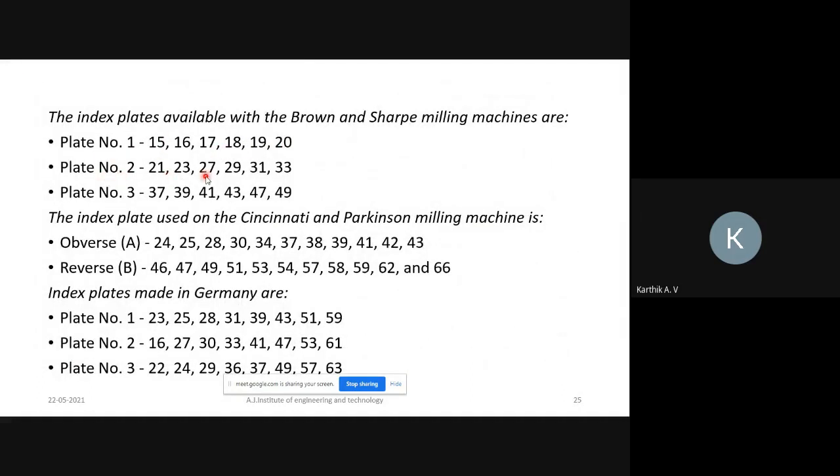Similarly plate number 2 has these varieties of hole circles, and plate 3 has these varieties of hole circles. The rest is not required; that is German and some other countries' hole circles. We Indians use these standards of hole circle plates for the indexing mechanism. Understood? Any doubt? Please note down these plate numbers, as they are required to solve the problems.